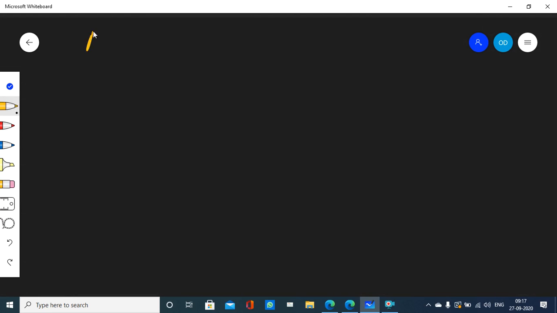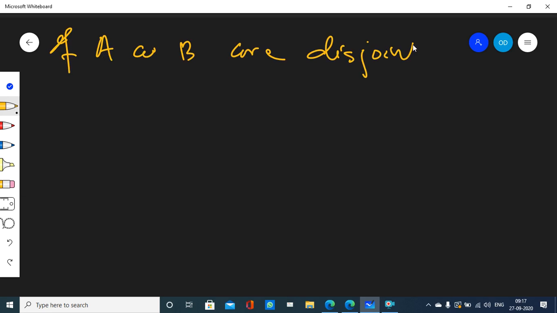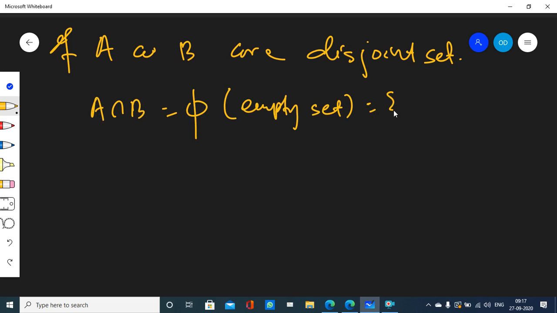Let's talk about cardinality of A union B. We have already discussed this. For the sake of revision, let me remind you. We discussed in the last class that if A and B are disjoint sets, what do we mean by disjoint? A and B are disjoint means they have no element in common between them, that is to say, the intersection of A and B is the empty set, phi. Nothing in it, right?